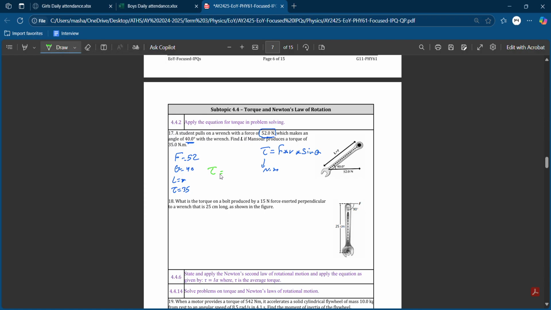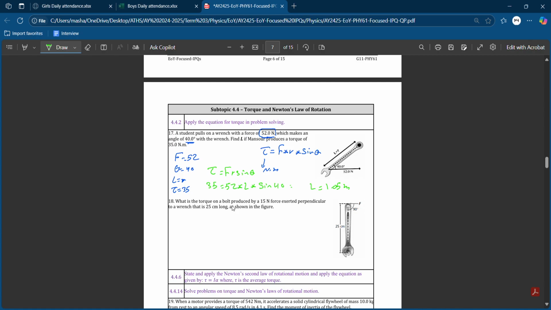The torque equals F R sine theta. The torque is 35, equal to F, 52, multiplied by L, which we need to find, times sine 40. Here you will get the answer straight away if you do shift solve. It will be L equals 1.05 meters.